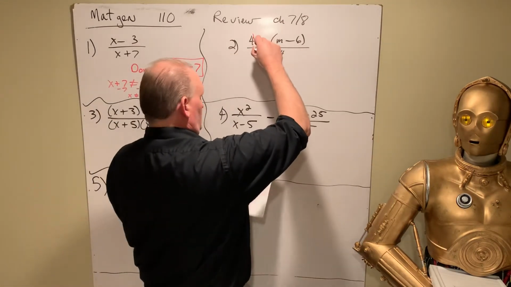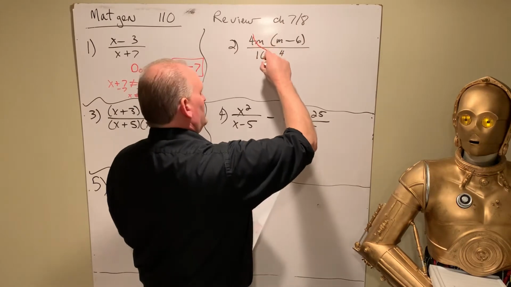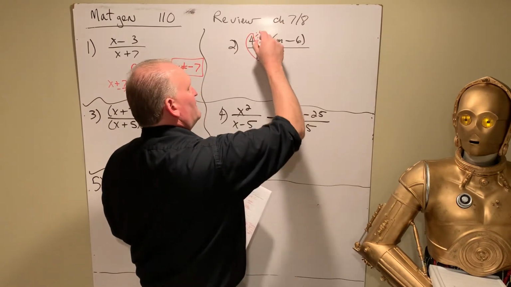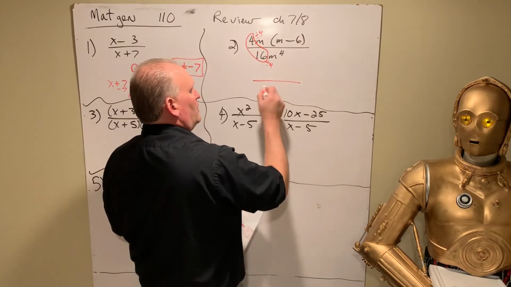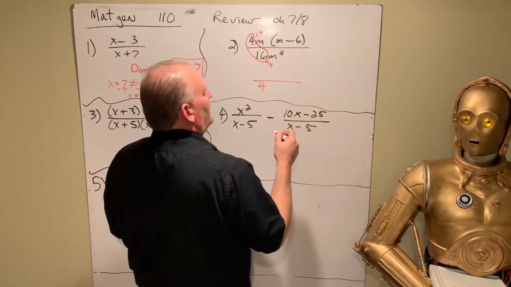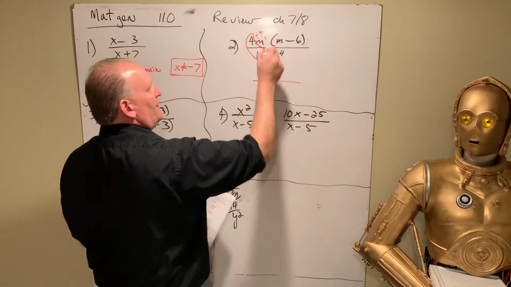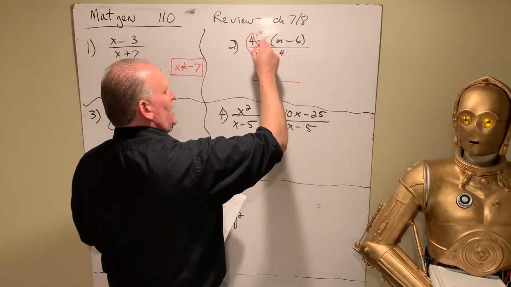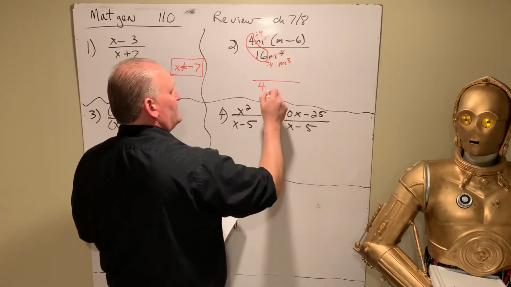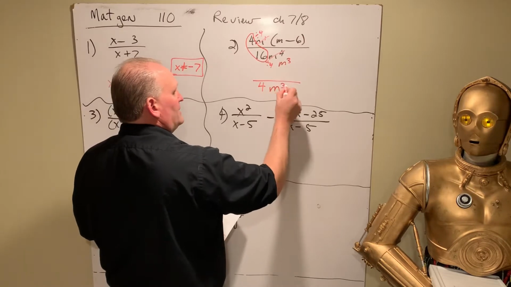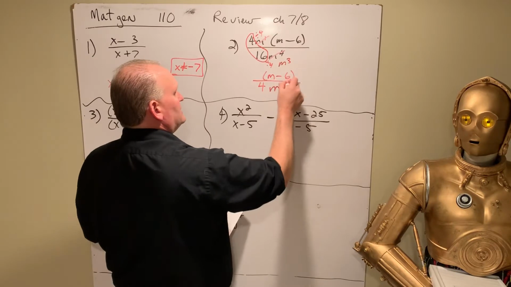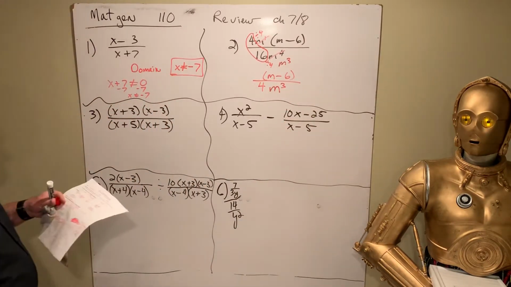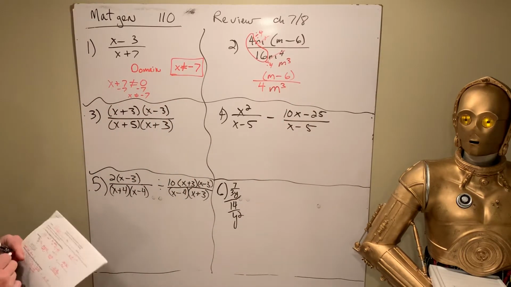Reduce, or you think it says simplify, same thing. We divide top and bottom by 4 to reduce the 4/16. That's 1/4. Then there's 1 m on top and 4 m's on bottom. They cancel 1 for 1, so there's 3 m's left on the bottom. And then m-6 just stays. That's it.